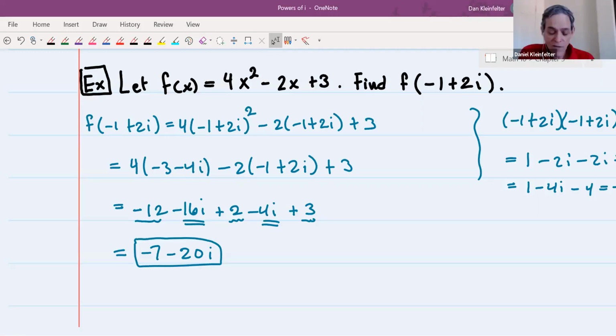That takes us to the end of our section on complex numbers. In the next section, we'll go on to working with quadratic functions, and we'll get a little practice of working with complex numbers there. As always, let me know if you have any questions, and have a great day.